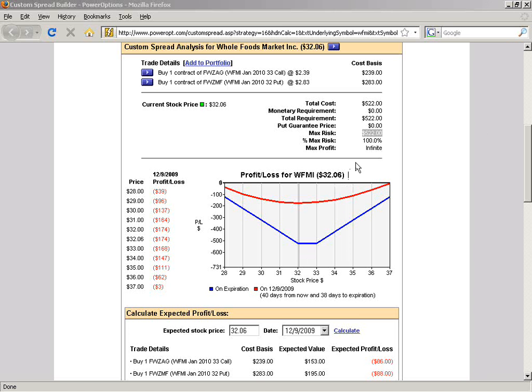But the 32.06, I'd add 5.22, so my upper break even would be 37.28. And then on the downside, it would be at about 26.80. So I'd need the stock to drop to 26.80 or go above 37.66 here in order to make a profit. This is a very, very speculative trade. Okay, long straddles or long strangles are very speculative.